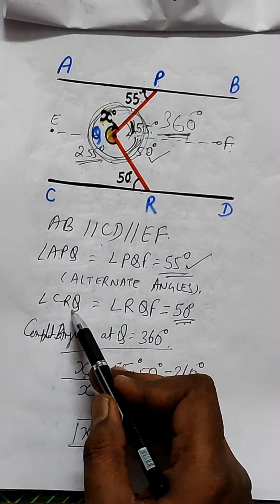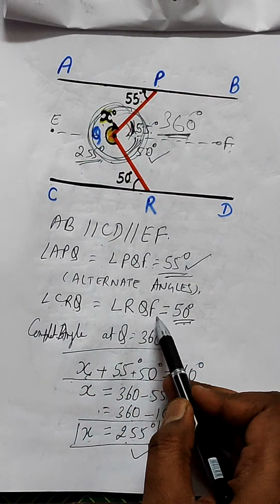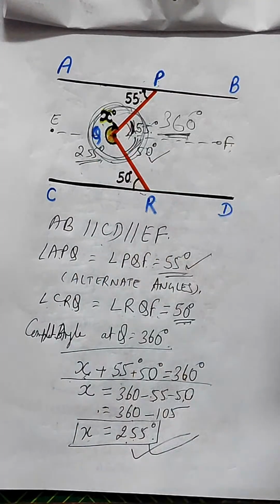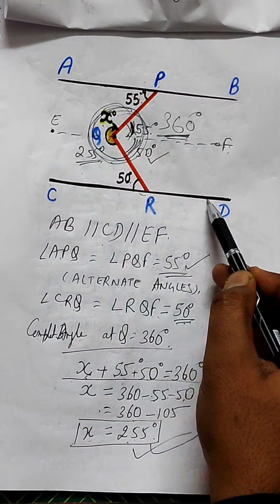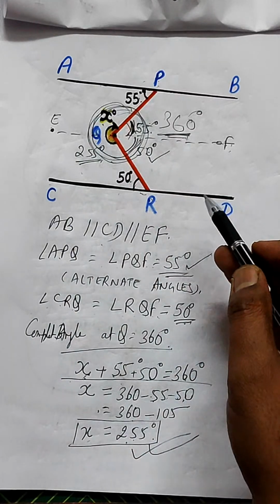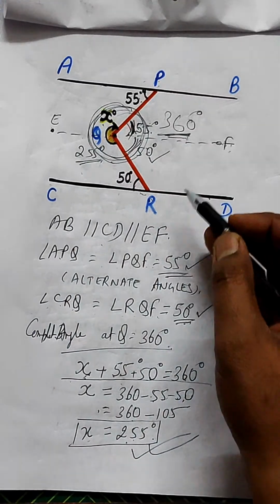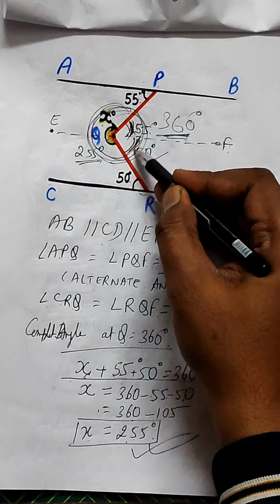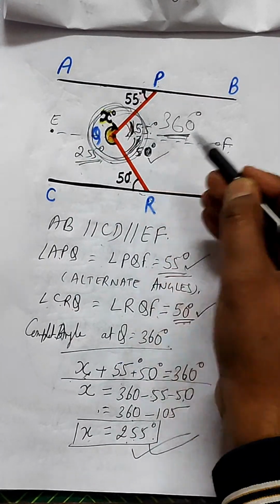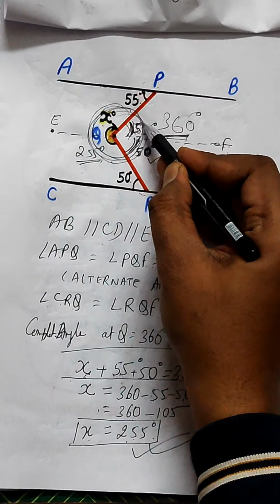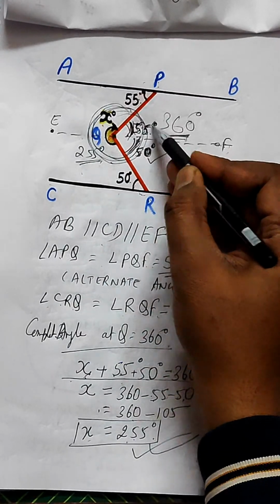Now angle CRQ will be equal to angle RQF. CRQ is equal to RQF. Since EF is parallel to CD, just using the same concept of alternate angles, we can say RQF is 50 degrees. So this is coming as 50 degrees, and this is already calculated as 55 degrees by the concept of alternate angles.